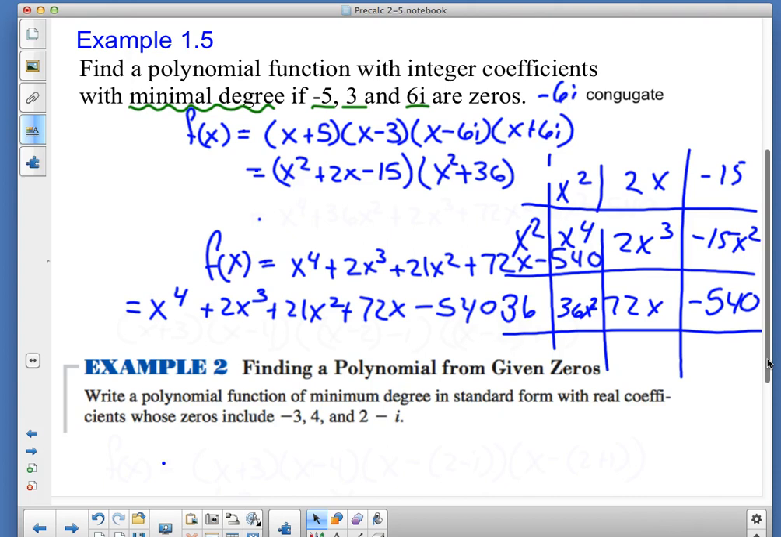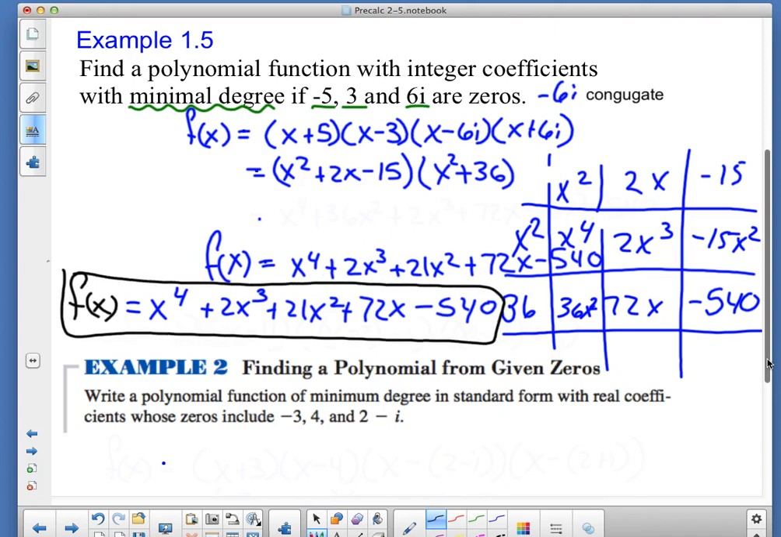So find a polynomial function with integer coefficients with minimal degree, and so we've taken care of it. But a lot of times I'm seeing people give me answers without the name of the function. Please put a function name in there. It was f of x at the start, so I'm staying consistent.